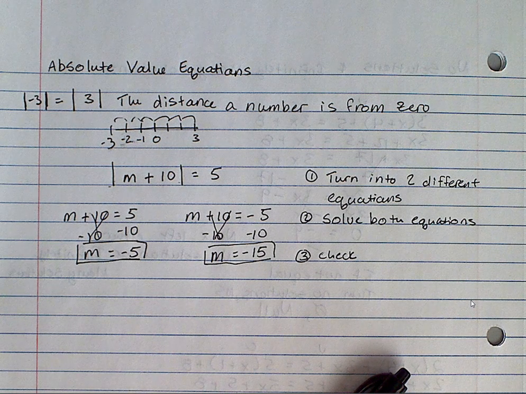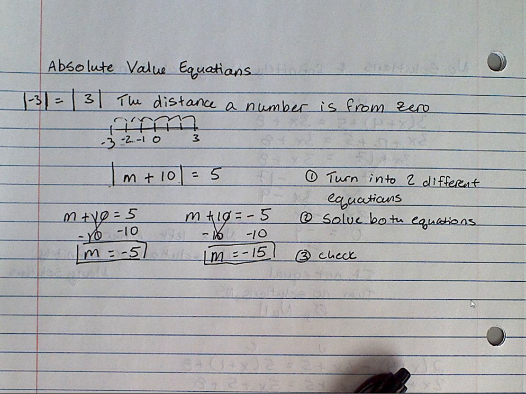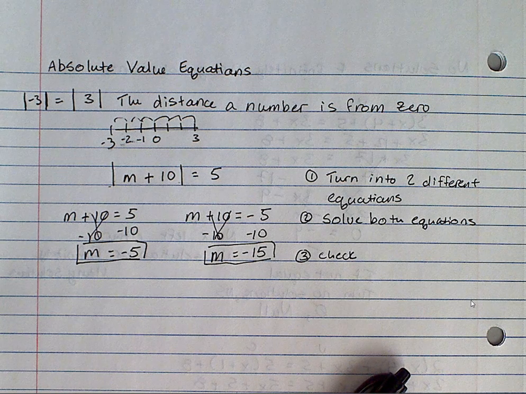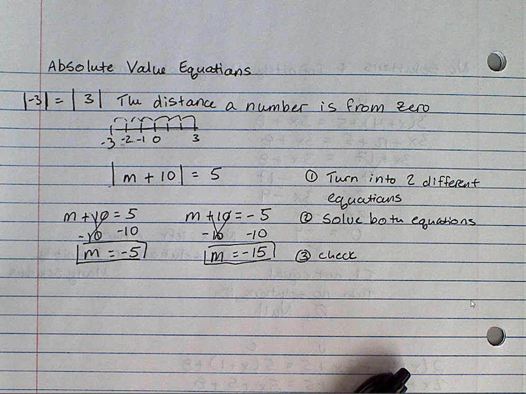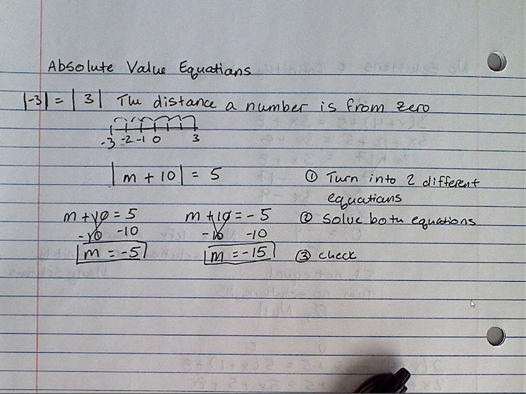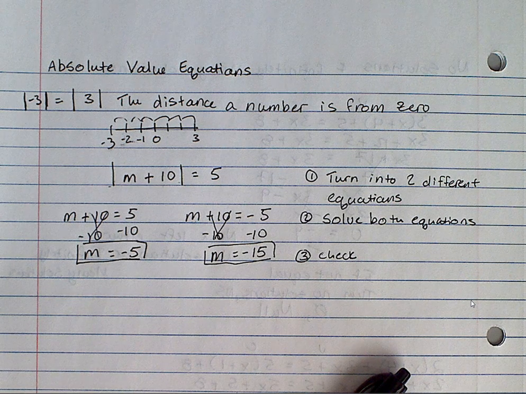Negative 5 plus 10, what is that? Negative 5 plus 10. Great. What's the absolute value of 5? How many boxes away from 0 is 5? Great. Does that check out? Yes. Perfect. So this is the solution.